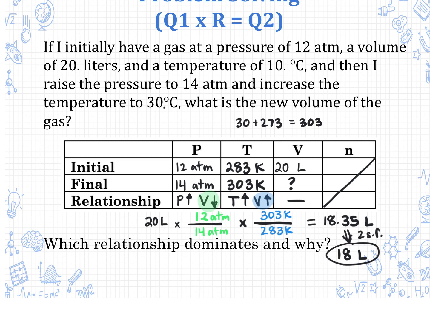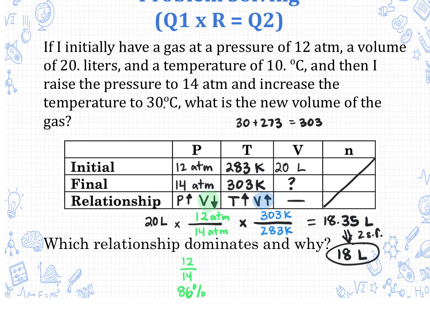But I want to point out something interesting on this one. Pressure says volume gets smaller. Temperature says volume gets bigger. Well, volume can't do both at one time. So the last question says which relationship dominates and why. Well, these are all really like percentage changes. So if I take 12 divided by 14, I get basically 86%. So that means if 100% was no change at all, the pressure went up by 14%, so the volume is going down by 14%.